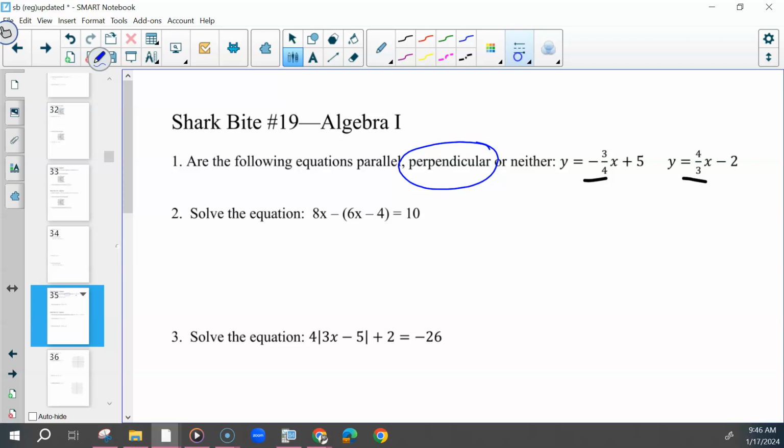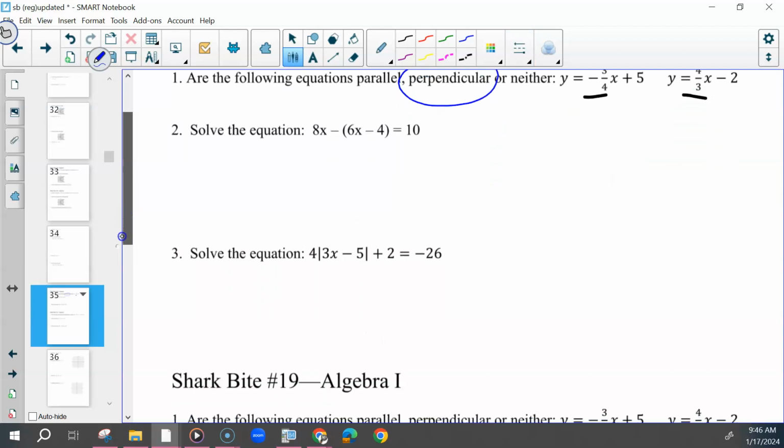If you put that in decimals, you could see that they cross and make that 90-degree angle or make that T. That would also be perpendicular.